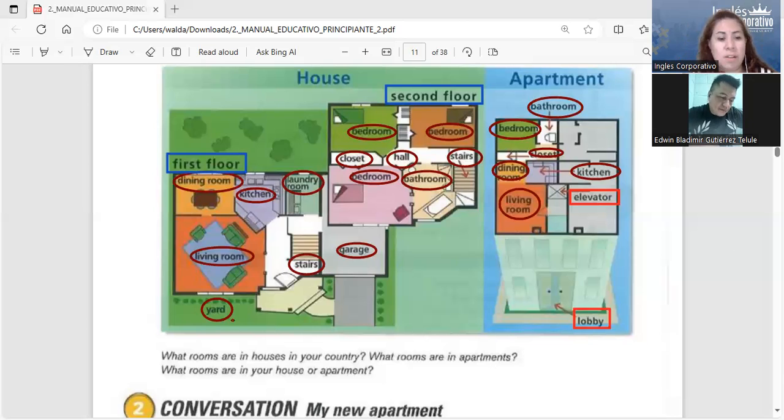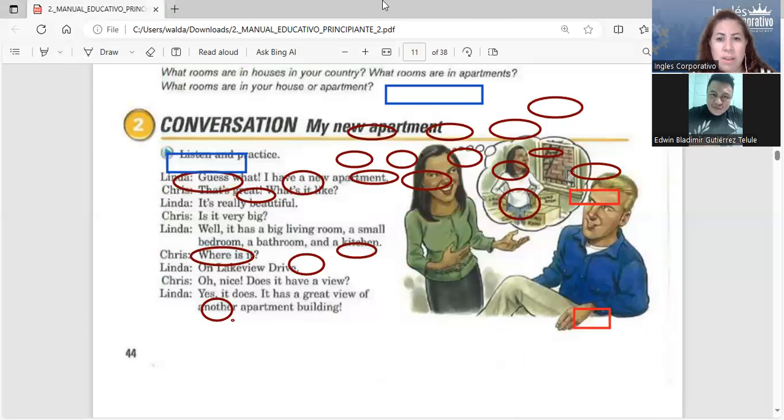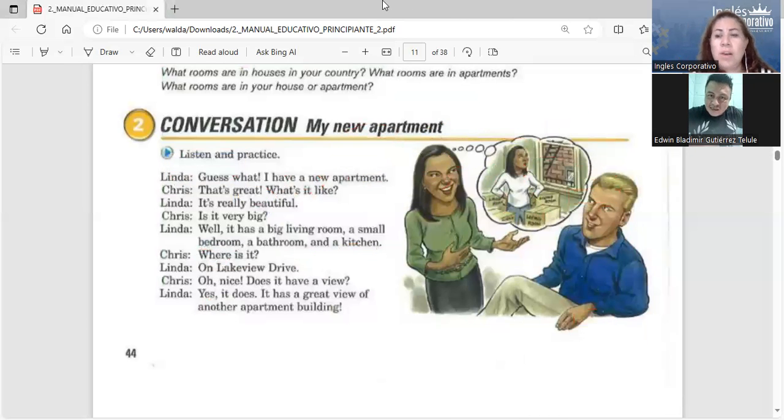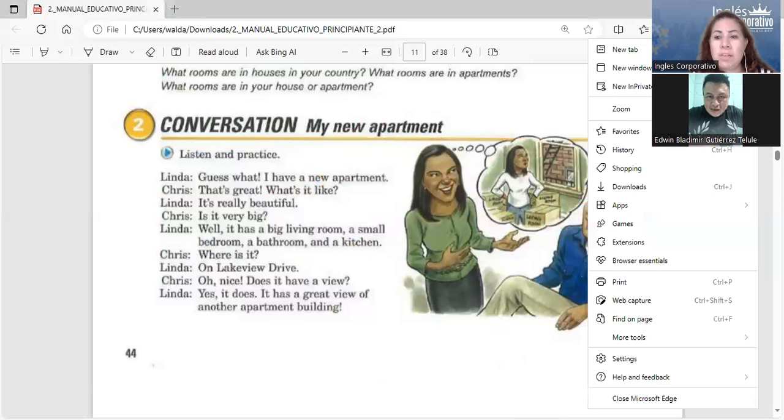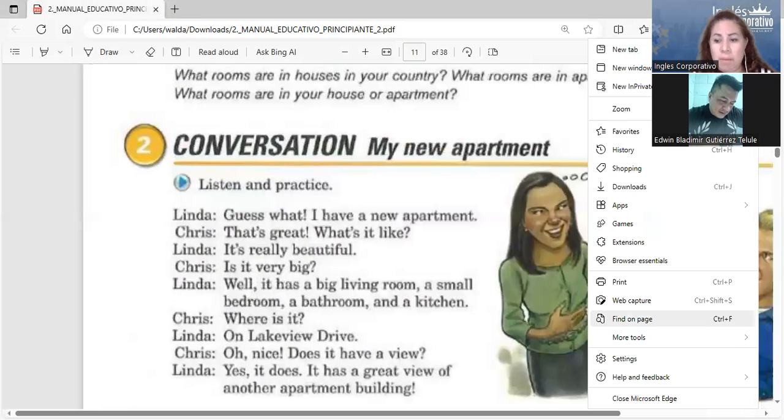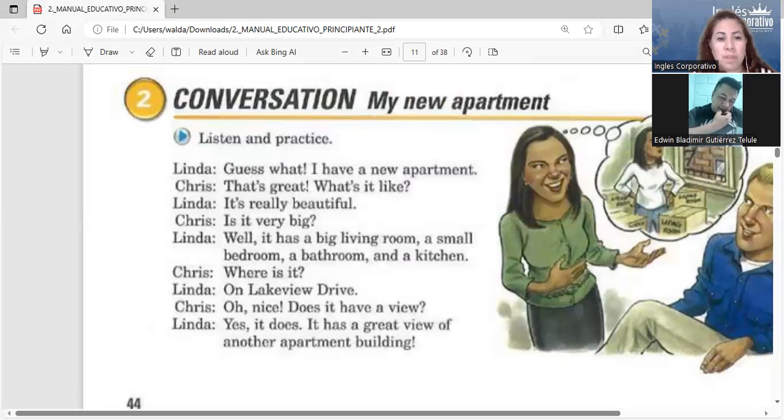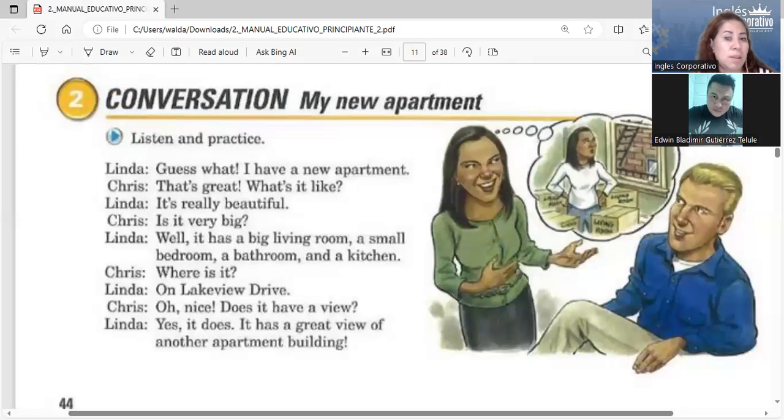Let's practice this conversation here. Let's clear this. Okay, so we have a conversation and it's called My New Apartment. We have a conversation between Linda and Chris. What we can do is practice the conversation together. I can be Linda and you can be Chris. Does that sound good? Okay, I'm ready.